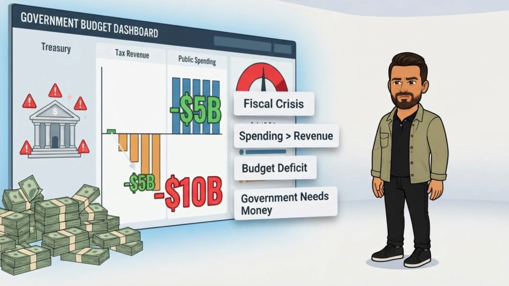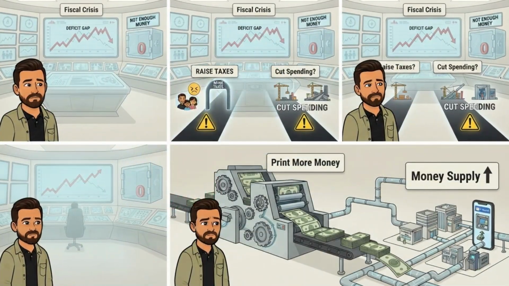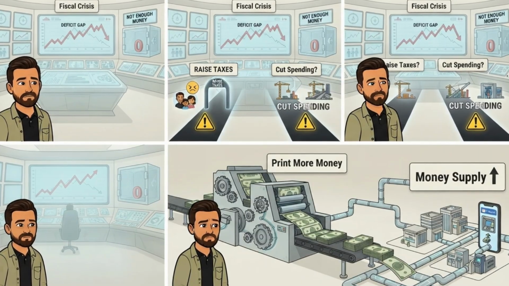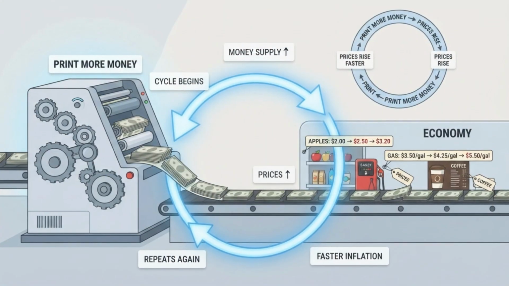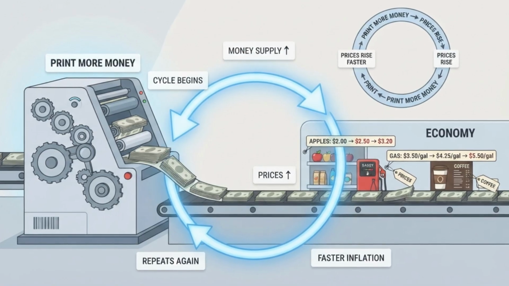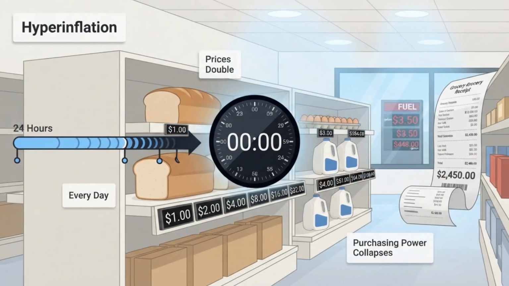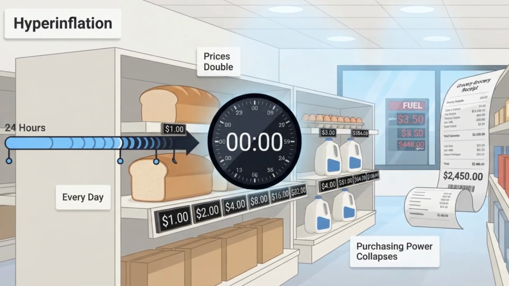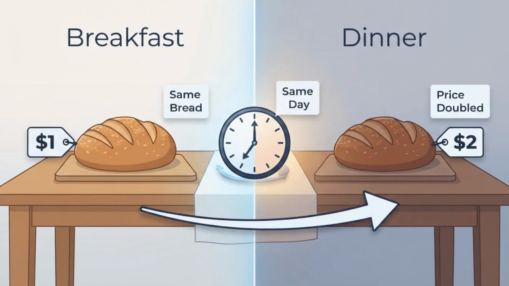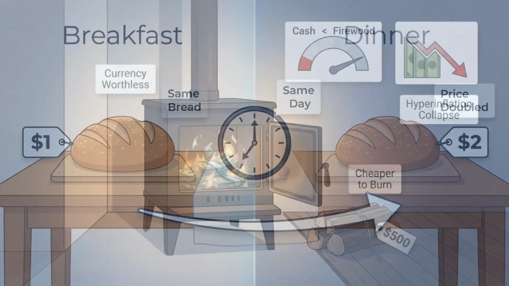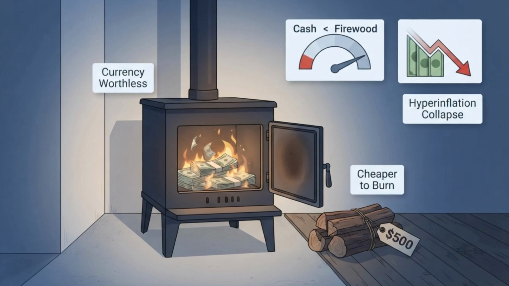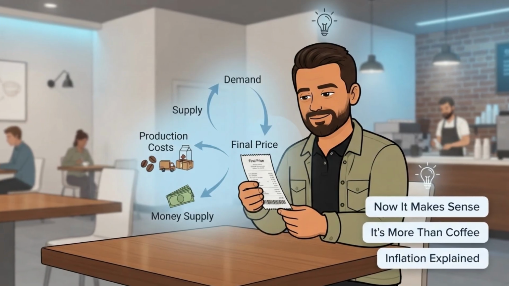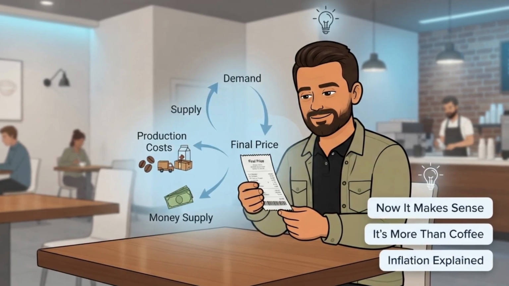A government faces a fiscal crisis. They need money they don't have. Instead of raising taxes or cutting spending, politically painful moves, they print more currency. Prices rise, so they print more. Prices rise faster, so they print more. At the peak of Zimbabwe's hyperinflation, prices were doubling every 24 hours. A loaf of bread that cost $1 at breakfast cost $2 by dinner. The currency became so worthless that people literally burned it for heat because it was cheaper than firewood. Chris stares at his coffee receipt again. It feels a little less dramatic now.